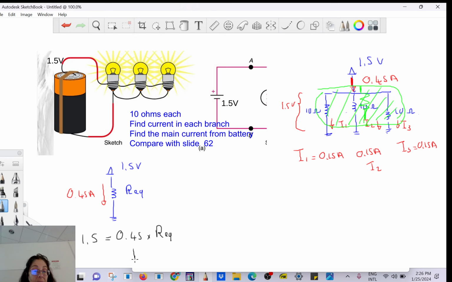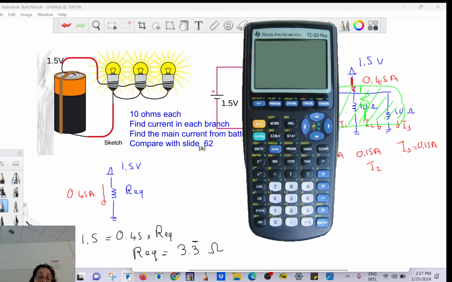So the equivalent resistance is, you do it. Take your calculator, do it. Very good. 3.33333 repeating ohm, right?